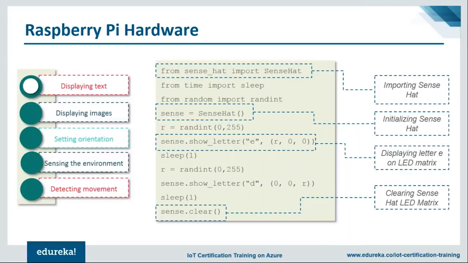Then I'm using a Sense HAT function which is show_letter, and I'm specifying which letter it needs to show, and the color combination. These are the RGB values present here. So it's going to show the letter E with a random color. Then it's going to sleep for 1 second, generate a new random integer, and then show D. Again it will sleep and then it's going to clear. Let me show this to you practically.